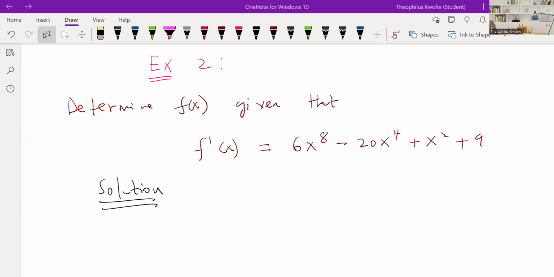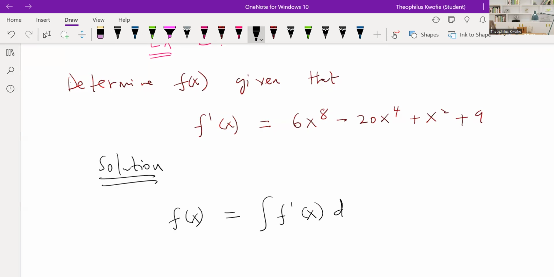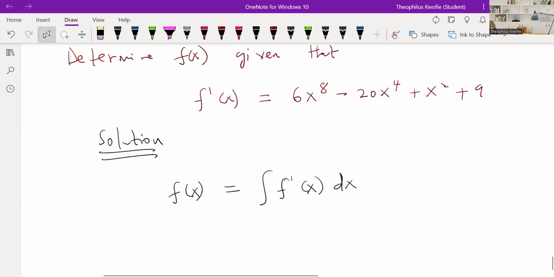Anytime I take the derivative of a differentiation, I get f of x. Very important. Remember, we said that the antiderivative is the reverse of differentiation. So if I want the original function back, I just have to take the integral of that, and that is all very simple. Is that okay?